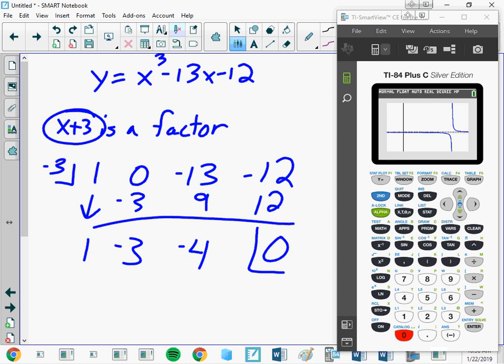I knew that was going to happen. If I got something other than a 0, I knew that I had made a mistake because it was a factor. Okay, now what do I do? Well, I have x squared minus 3x minus 4. Does that factor into x minus 4 and x plus 1? Which of the following is also a 0? Negative 1 and positive 4. So the answer is C.